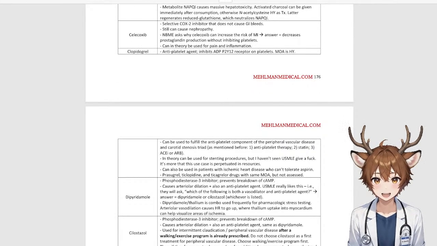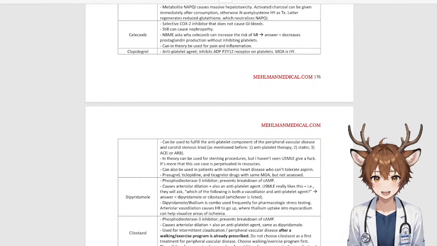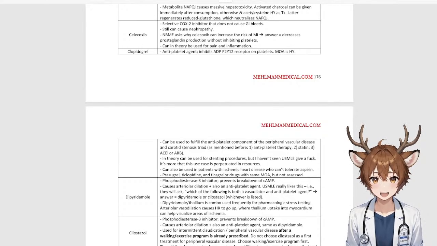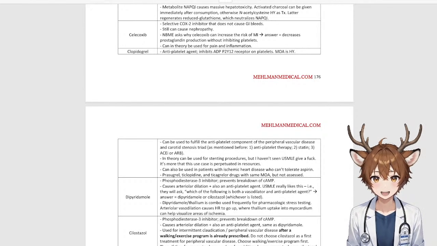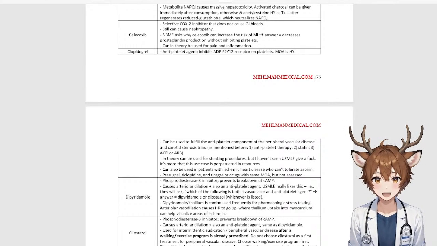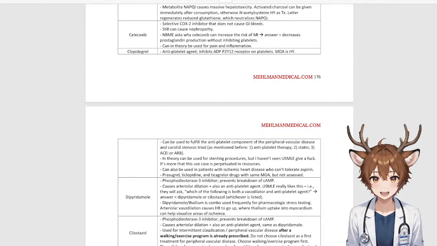What about celecoxib? It is a selective COX-2 inhibitor that does not cause GI bleed, but still can cause nephropathy. NBME asks why celecoxib can increase the risk of MI. The answer is that it decreases prostaglandin production without inhibiting the platelets. It can in theory be used for pain and inflammation.